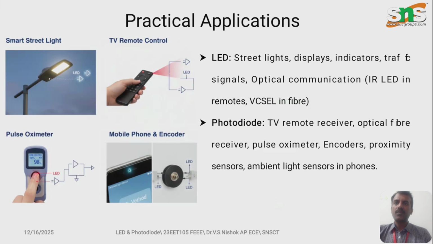So I'm coming to the practical applications. The LED with the forward bias condition of PN junction will be utilized in TV remote and will be used in street lights and indicators, optical communication purposes, etc. Coming to the photodiode, it will be at the receiver end to receive the light energy and convert it to the electrical input signal. That is available in the TV remote receiver and optical fiber receiver and proximity sensors and smoke alarms, etc.